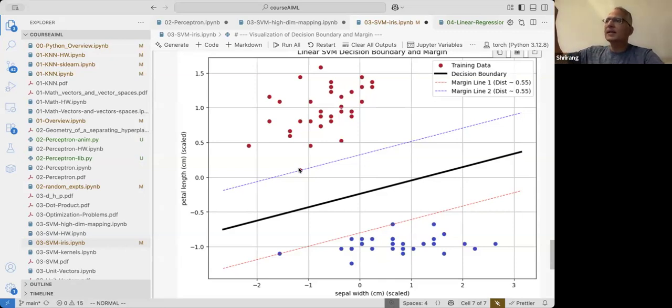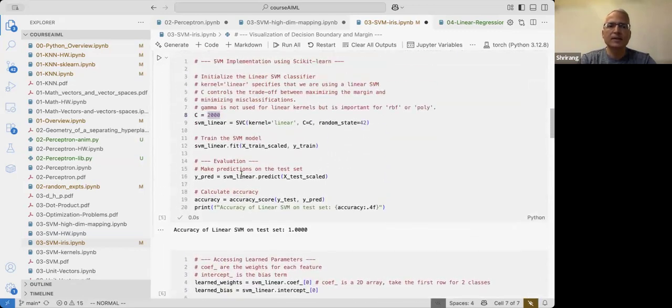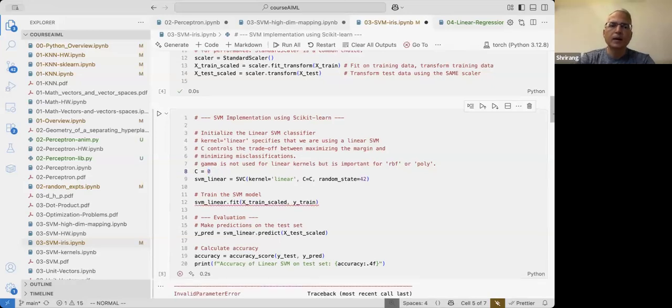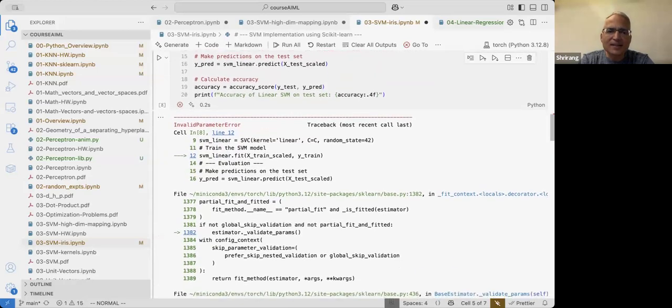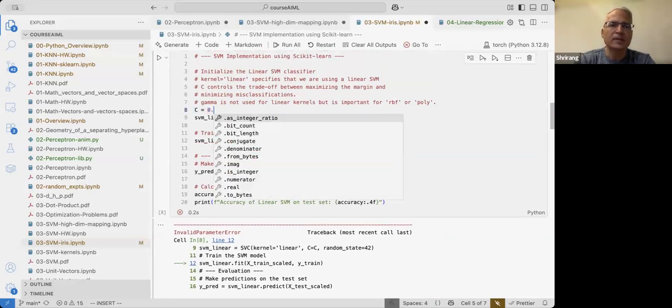So C is basically being an arbiter between the two of them. If C is equal to 1, it means they are both equally important. If C is equal to 0, that means go crazy with the slack variables. I want maximum margin. So what will happen? Everything will be inside the margin. Let's try that. So C is basically balancing between these guys. Let's give it maybe 0.001.